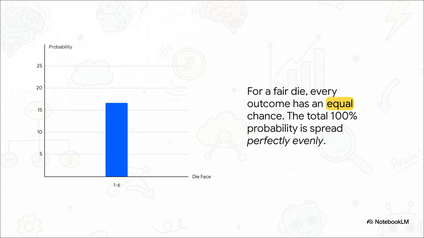Let's look at the classic example, a fair six-sided die. Here, the probability distribution is totally flat. Every single side, 1 through 6, has the exact same shot of landing face up, about 16.7%. For an AI, this is the perfect starting point. It's a clean, baseline map where nothing is more likely than anything else.